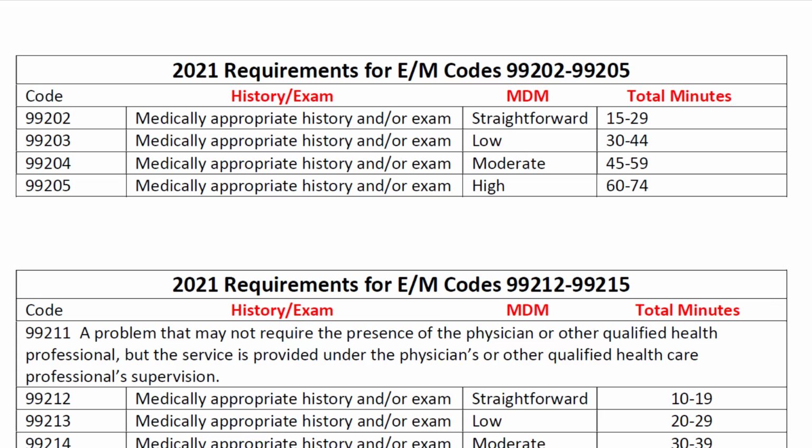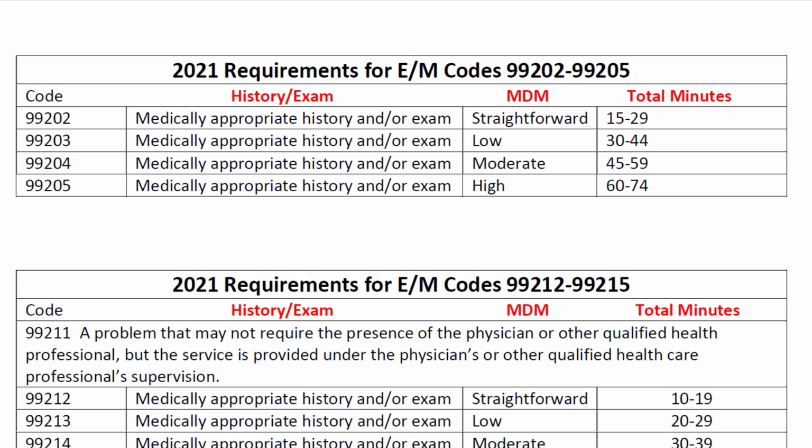Some of you have been using this code to undercode for a re-exam to try to save your cash-paying patient money. That is inappropriate. Don't do that. So that's the definition for that code. Then you've got 99212 through 99215. Again, if you look at the right side, the minutes: 99212 is 10 to 19 minutes, 99213 is 20 to 29 minutes, 99214 is 30 to 39 minutes, and 99215 is 40 to 54 minutes.